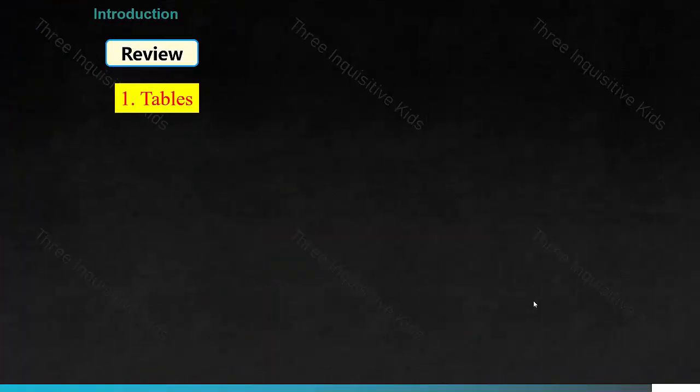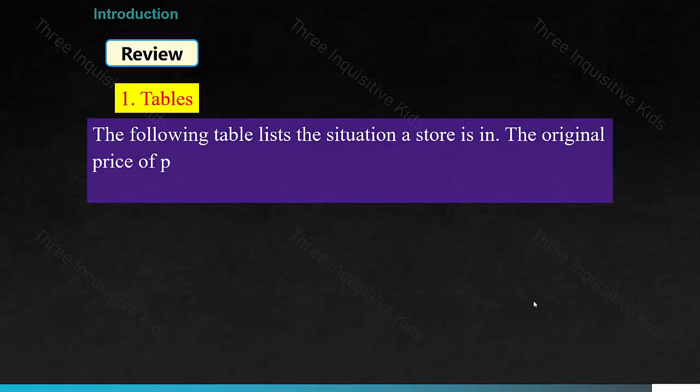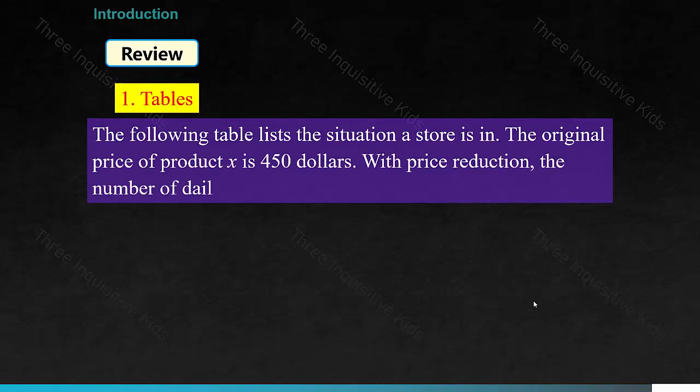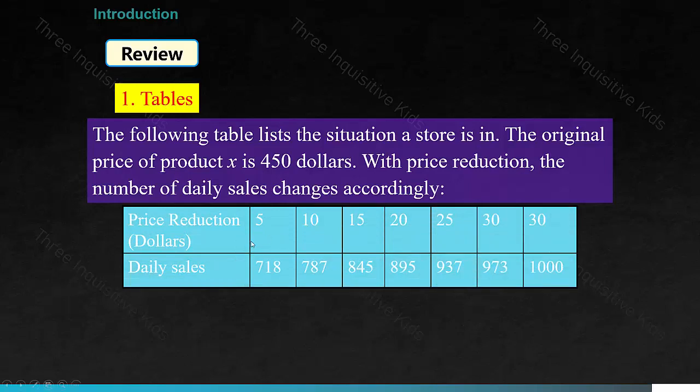Here's some review. We first learned about tables. The following table lists the situation a store is in. The original price of a product X is $450. With price reduction, the number of daily sales changes. And this is our table.